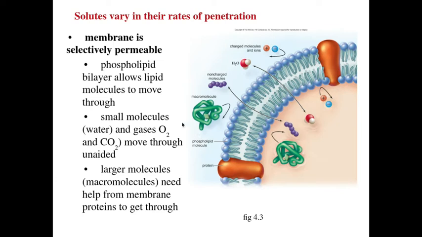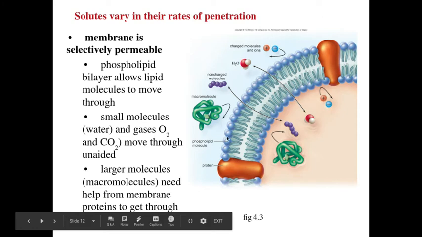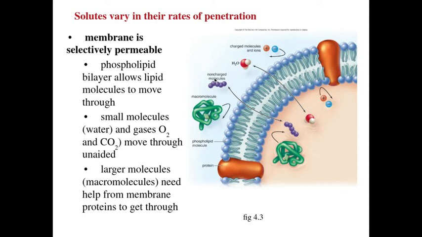And then our larger molecules, such as some of our macromolecules, need help from membrane proteins to get them through. And here's a diagram I really like. You have your lipid bilayer, your proteins, your phospholipid molecules. What this is showing you is that non-charged molecules, so non-polar molecules, can go straight through the membrane. Water can go through the membrane with those aquaporins. Oxygen and carbon dioxide are not charged, so they can go right through.